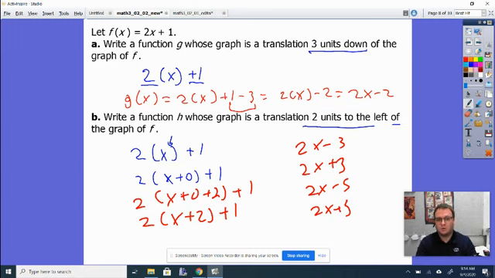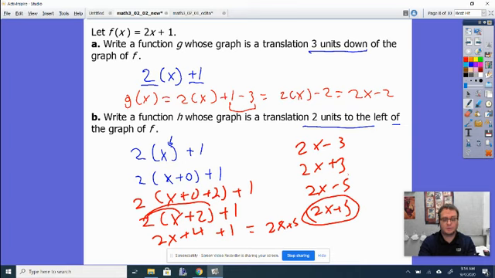So let's finish the problem. Okay, and again, this isn't wrong. It's just not finished as far as we want. So I'm going to distribute that too. So 2x plus 4 plus 1, and then 2x plus 5. So there is my answer.